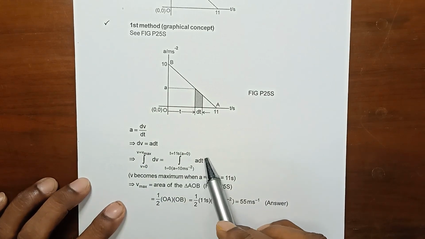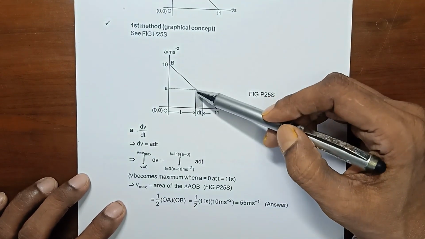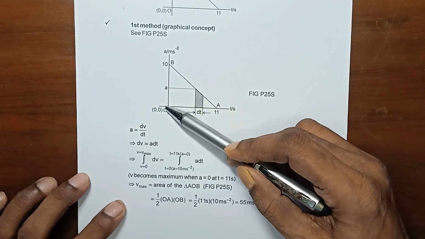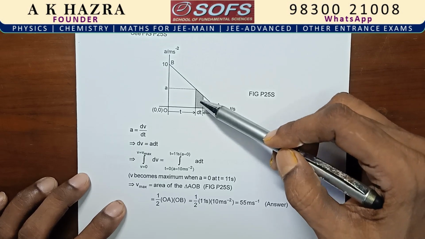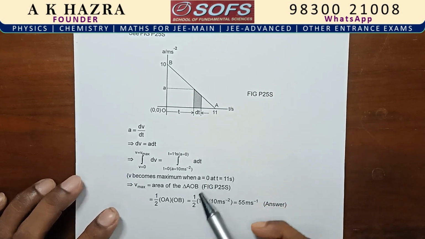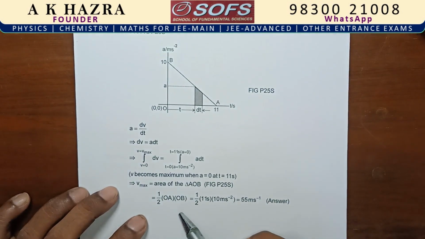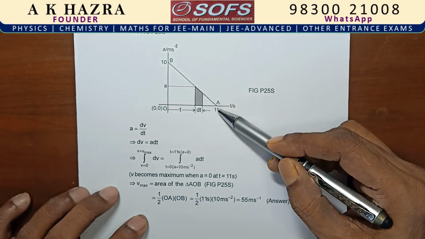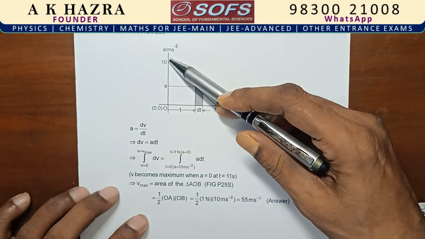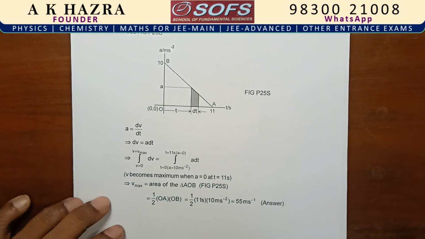And what is this one? It is the area of this triangle. a dt is the area of the deep shaded strip, and the integration of a dt from t equal to 0 to t equal to 11 seconds means the strip will move from this to this, that is, the area of the triangle. What is the area of the triangle? Half into OA into OB, base into height. Now what is OA? Again, be careful: final 11 seconds minus 0 seconds, that is 11 seconds, into height 10 meter per second square. So 55 meter per second is the maximum velocity of the particle.